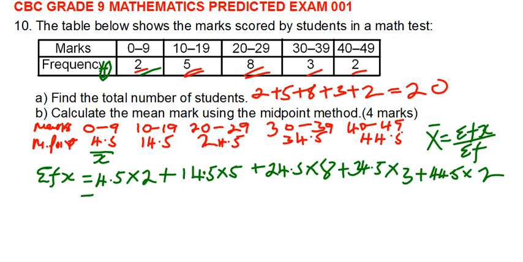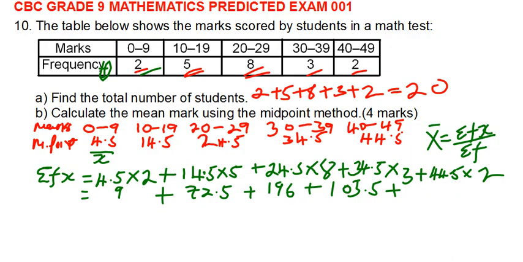When you add this up, you can use your calculator. The first gives you 9, plus the next gives 72.5, the next gives 196, plus 34.5 times 3, you get 103.5, plus 89, and that gives you 470 when you add them up.